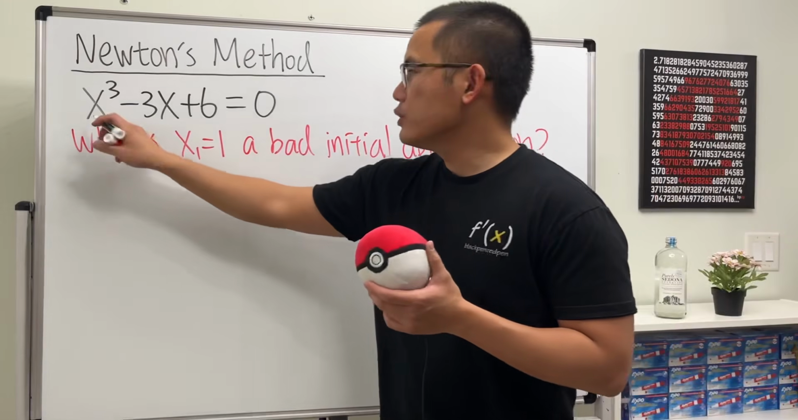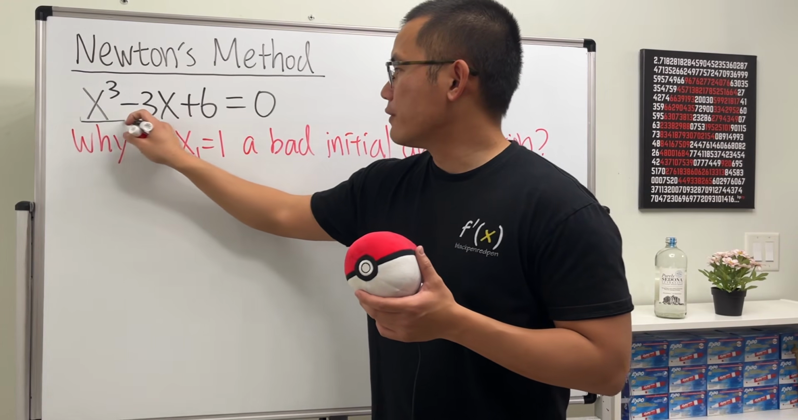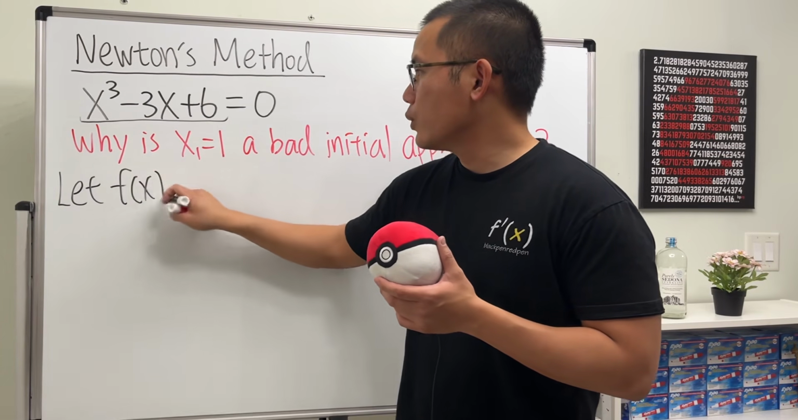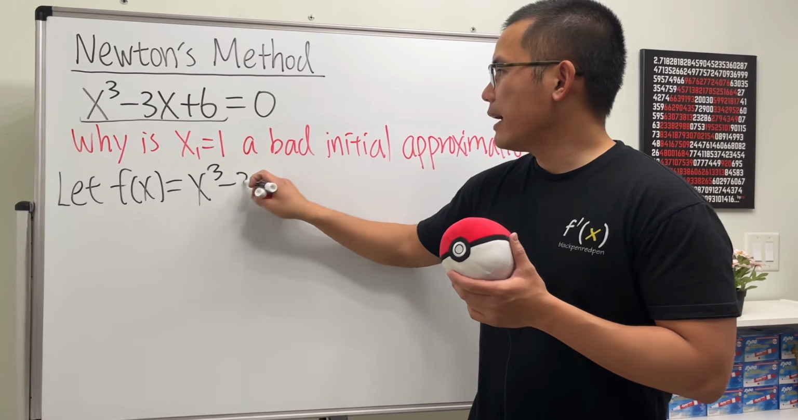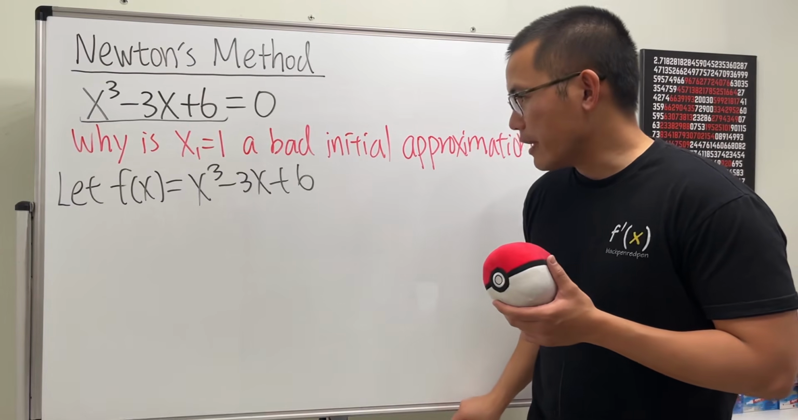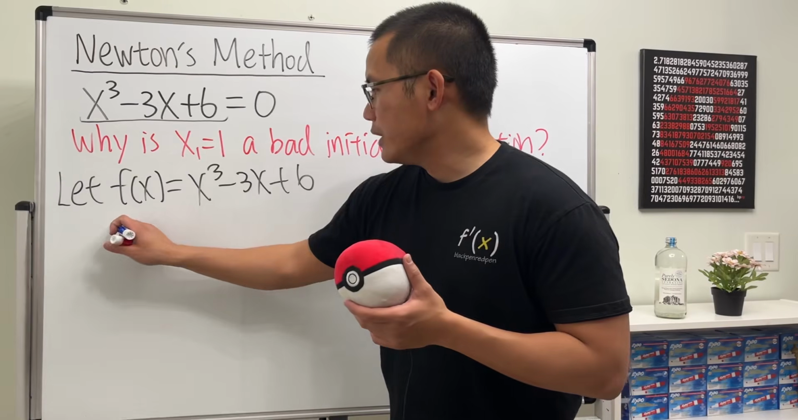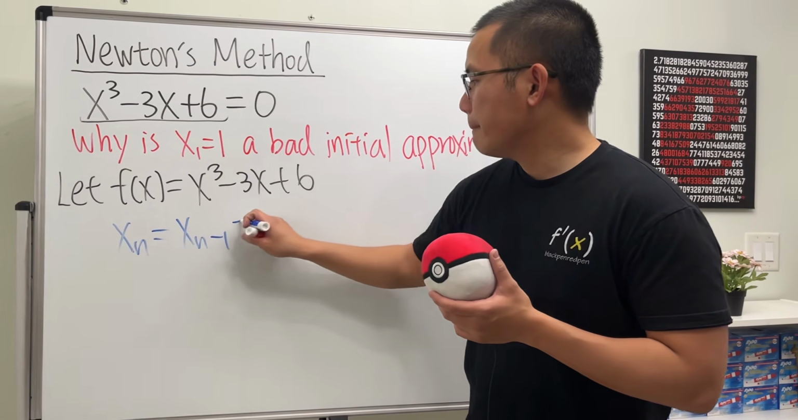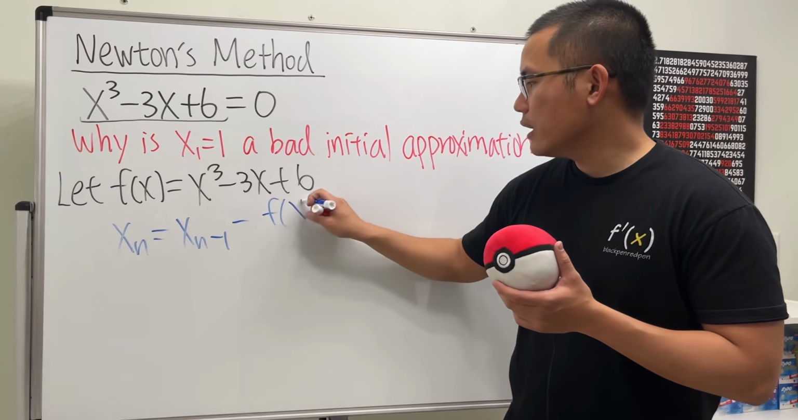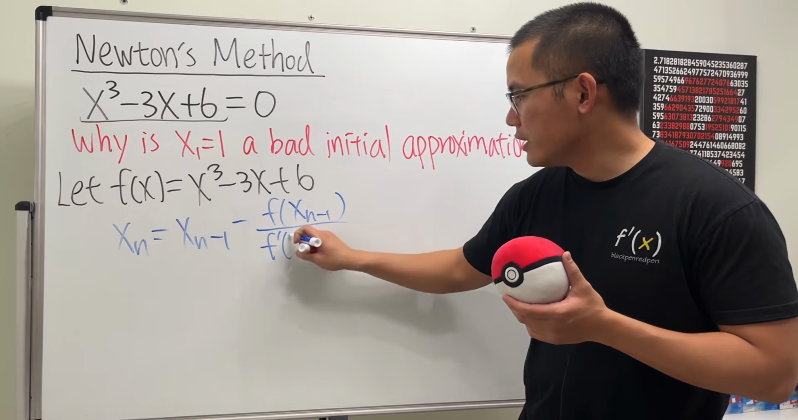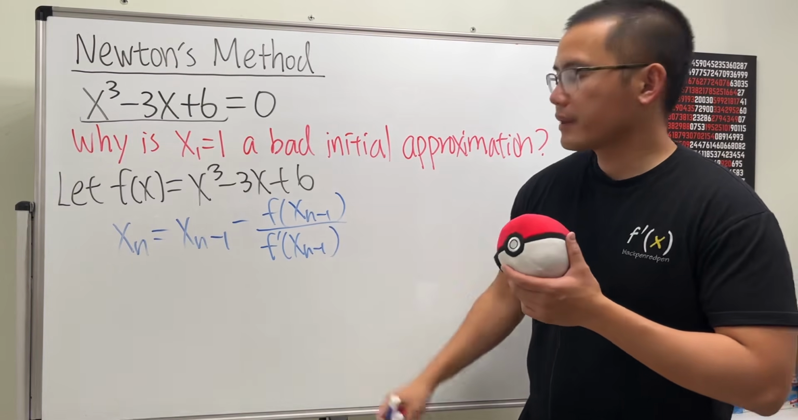Perfect. So we can just say this right here is our function. I'm just going to code that to be f of x, which is just x to the third power minus 3x plus 6. And let's recall Newton's method. Newton's method says we have to have xn equals xn minus 1 minus the value of the function at that previous x value divided by the derivative over there.